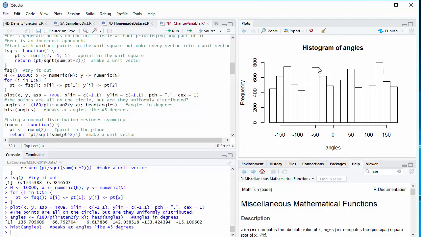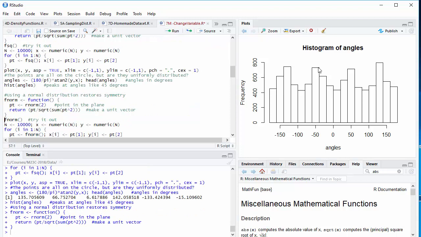Well, there is a distribution at our disposal that is equally likely to generate a point heading off in any direction. That's the normal distribution. So, let's define a new function. This f norm generates two standard normal random variables and creates a unit vector from the results by dividing by the square root of the sum of the squares.